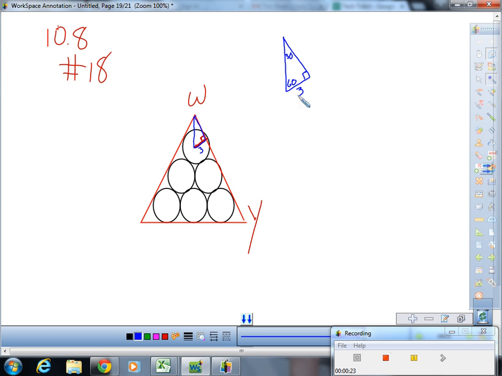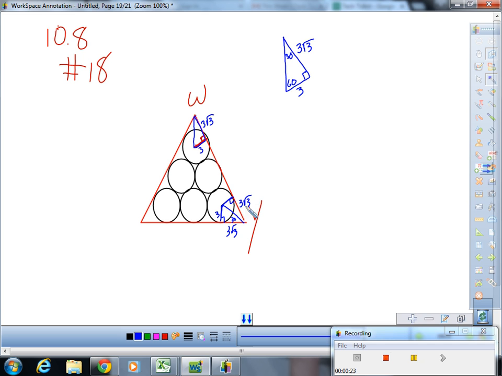So to get from the short leg to the long leg, I multiply by radical 3. So that makes this 3 radical 3. If I did the same thing down here, that would be a right angle. That's a better picture. This would be 30. This would be 3. So those are congruent triangles there. That makes this 3 radical 3. And that is 3 radical 3.